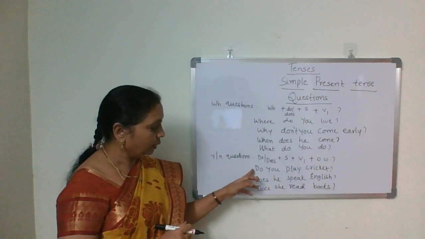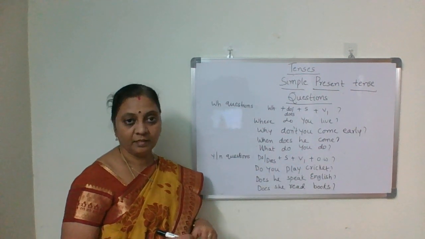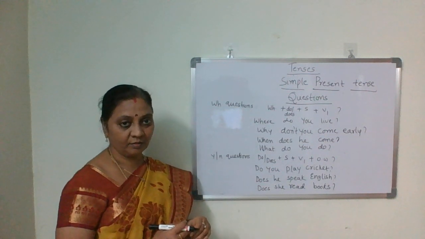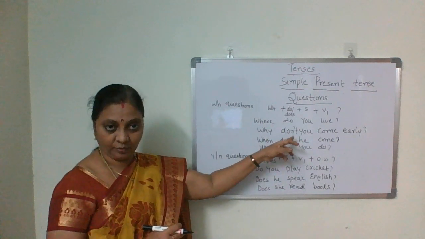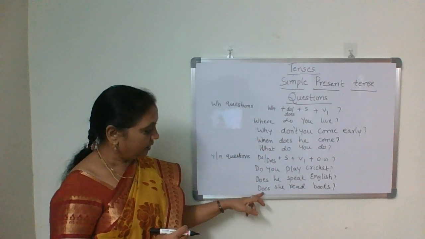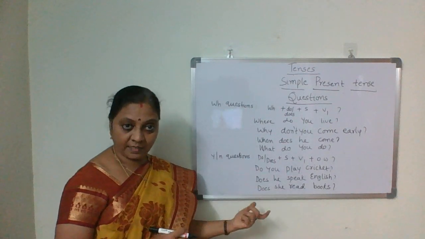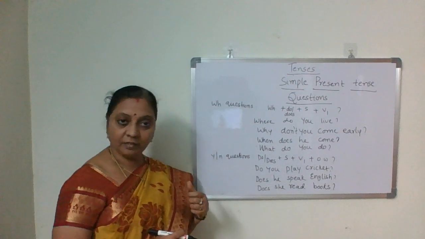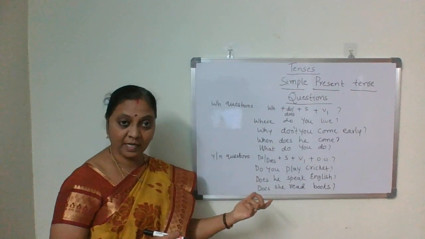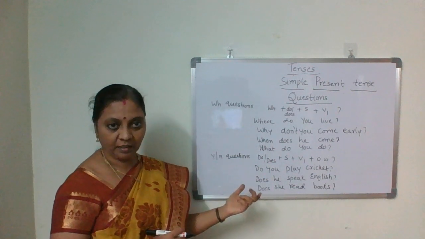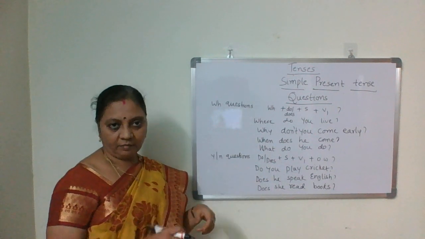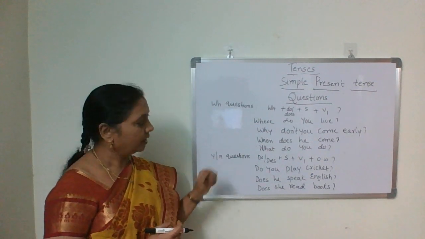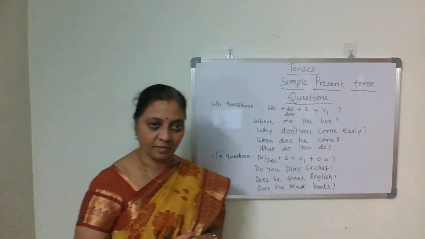Do you play cricket? Do you play cricket? Okay. Does he speak English? Don't you come early? Does she read books? Doesn't she sing songs? Don't you, don't I, don't they, don't we, okay? And if it is does, doesn't he, doesn't she, doesn't it, okay? Like this you have to frame questions.